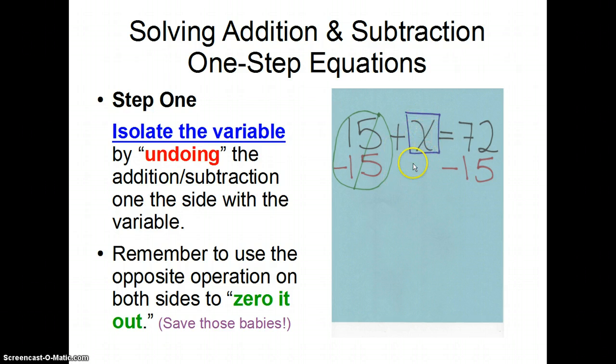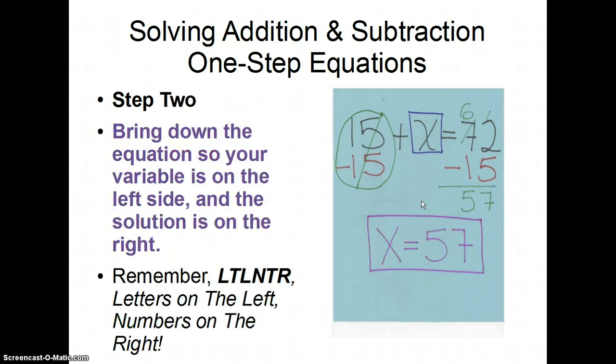Now we've got x on this side all by itself. So we're going to follow through and bring that x down. When we subtract 72 minus 15, we end up with 57. So our solution is that the variable x equals 57. We're getting ready for algebra, so we want to get in the habit of putting our letters on the left, numbers on the right. Remember, a little neater, letters on the left, numbers on the right.